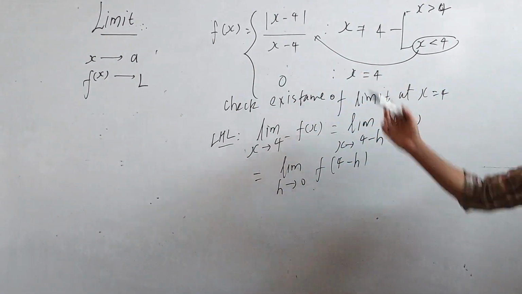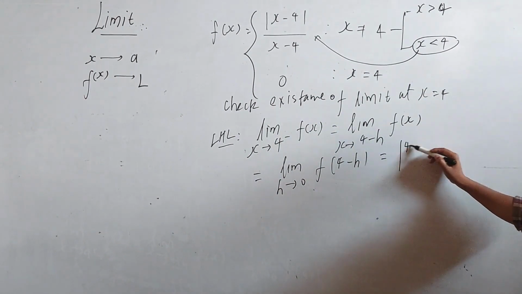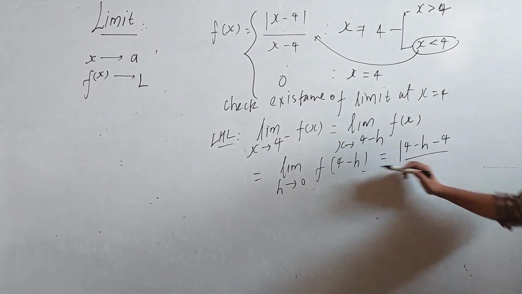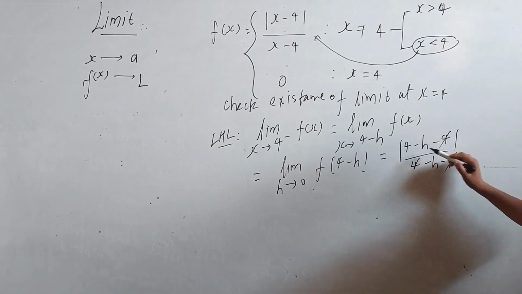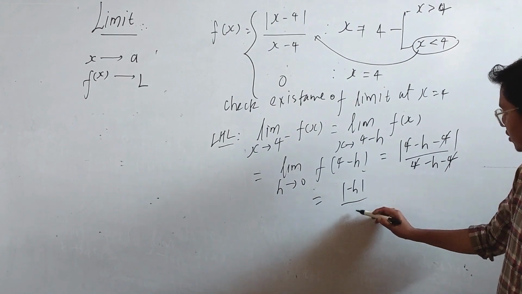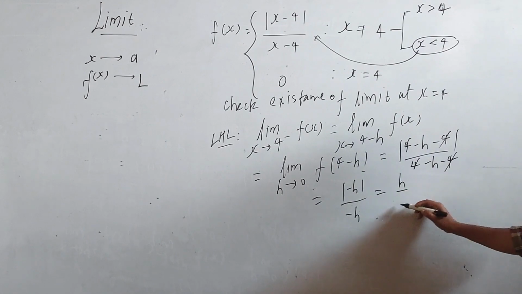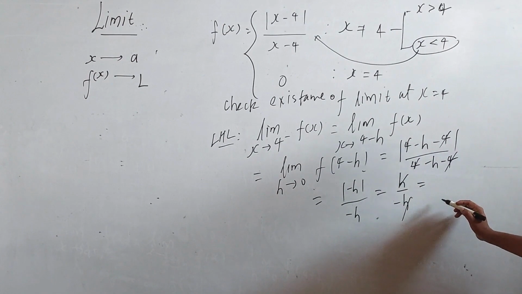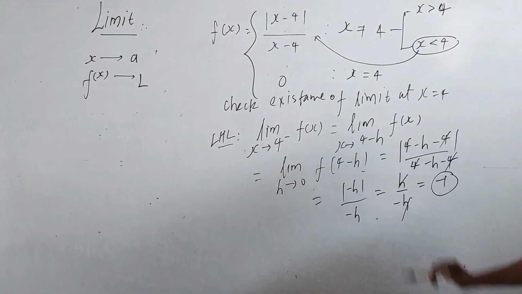For x less than 4 the function will become modulus of x minus 4 divided by x minus 4, where the value of x is 4 minus h. So modulus of 4 minus h minus 4 divided by 4 minus h minus 4. These two 4s cancel. Then we get modulus of minus h divided by minus h, that is, modulus of minus h is plus h, divided by minus h. These two h cancel and we get the value minus 1. So the value of left hand limit is minus 1.